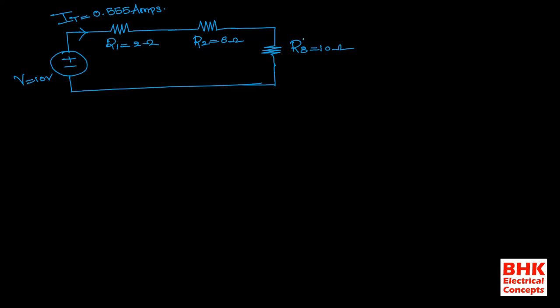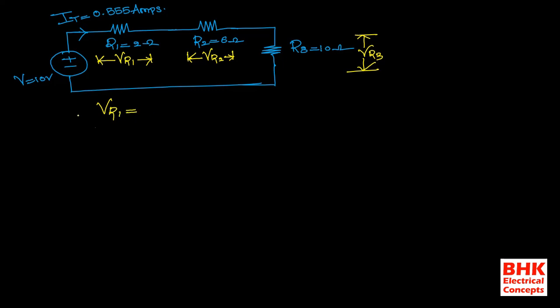Now what is our target? Our target is to find the voltage drops across individual elements. So to calculate the voltage drop across individual elements, I am taking the voltage drop across resistance R1 as VR1, the voltage drop across R2 as VR2, and the voltage drop across resistance R3 as VR3. Our target is to find the voltage drop across each resistance.